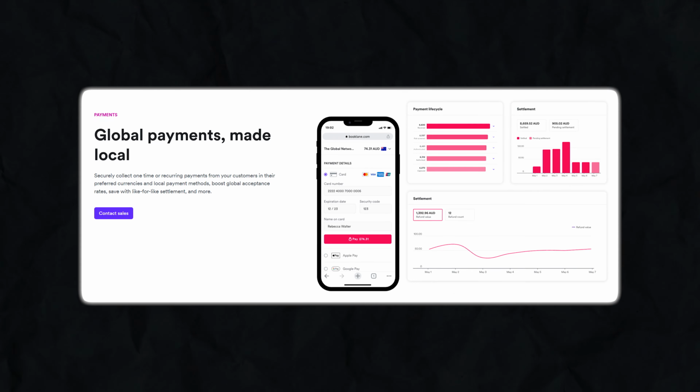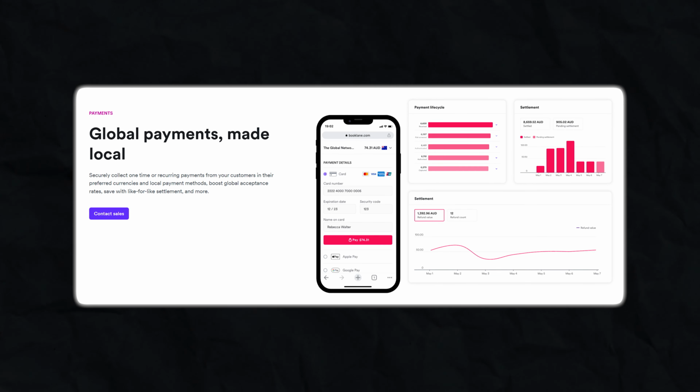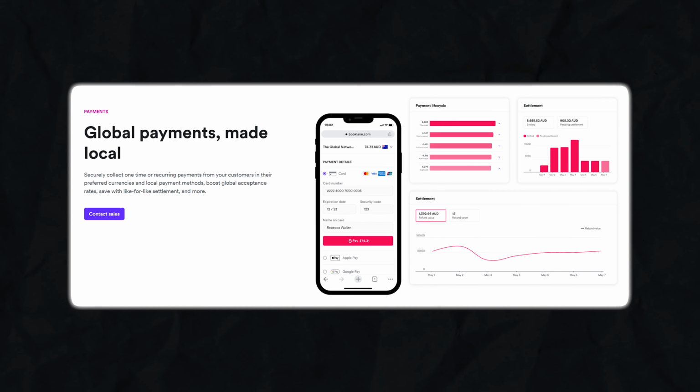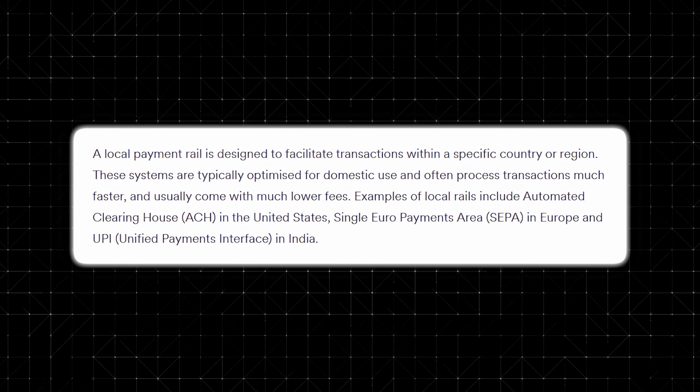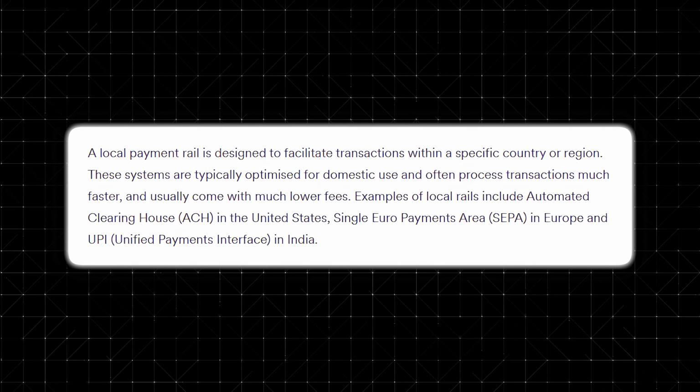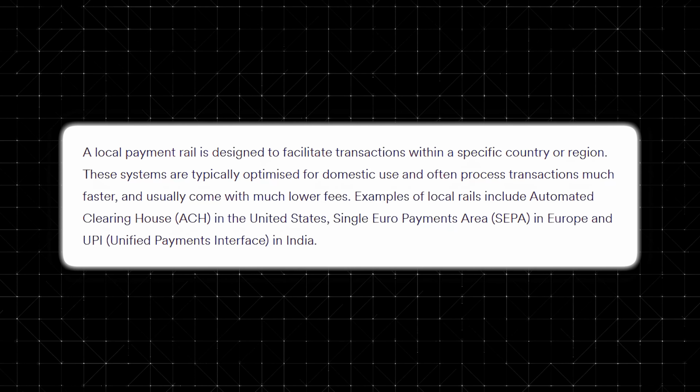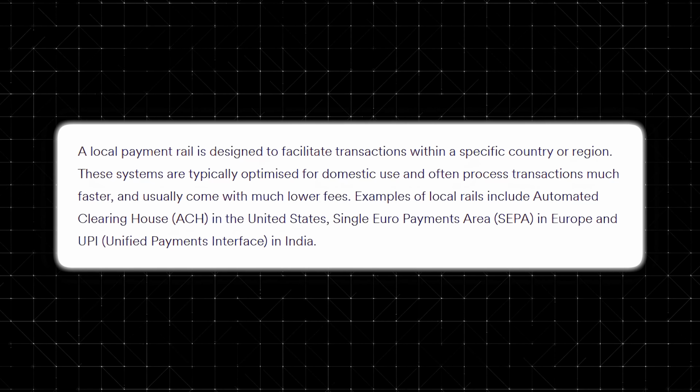They built a system that bypasses legacy rails and routes payments through local networks instead. So instead of sending a USD wire through 3 banks, Airwallex uses local payment rails like ACH, SEPA, or FPS to send funds directly, faster, cheaper, and without those hidden cuts in the middle. The result? You save time and money while keeping control over when and how conversions happen.